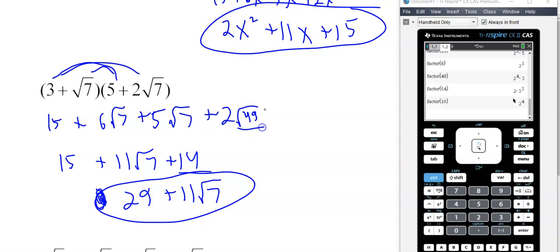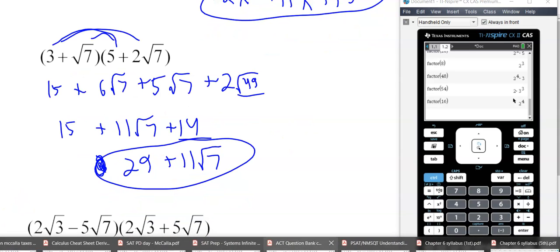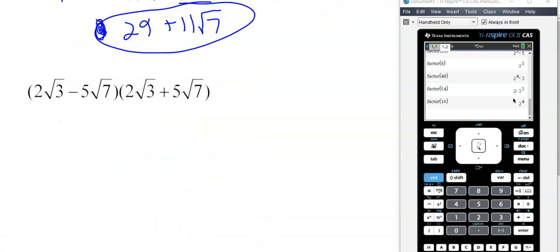And I just kind of, that's our perfect square. So 2 times square root of 2 times 7 is 14. And now we get some serious radical multiplying.